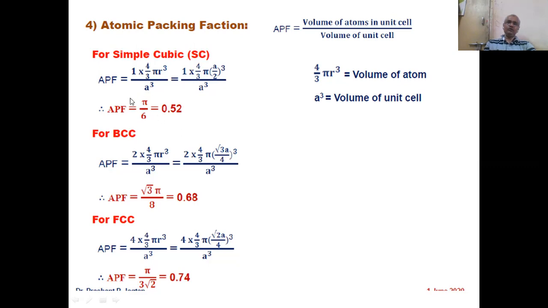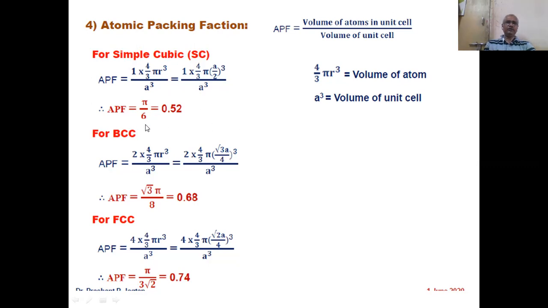Now if you convert this into the numerical value and put the value of pi, you will get 0.52. So the atomic packing fraction for simple cubic comes out to be pi by 6, or numerically 0.52. Here you have to remember only this definition: the number of atoms multiplied by the volume of each atom divided by the volume of the unit cell. This will give you the atomic packing fraction.